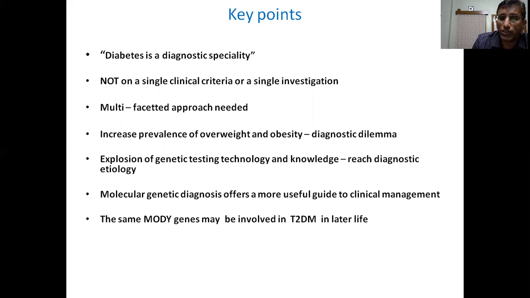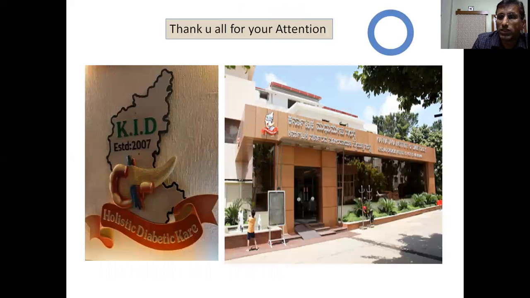The same MODY genes can also be involved in type 2 in later life. So it is a continuous spectrum of genetic variation. And by achieving an appropriate diagnosis and following an appropriate treatment, we might be able to provide precision medicine, which means we'll be able to achieve good therapeutic levels early on, and which will have a good legacy effect. With this, I end my talk.